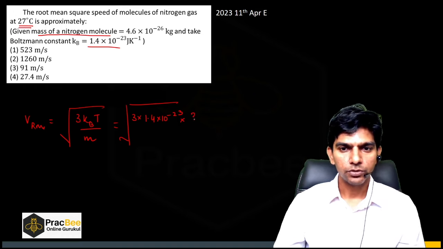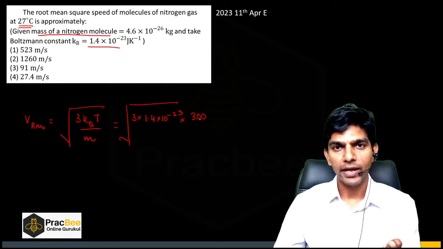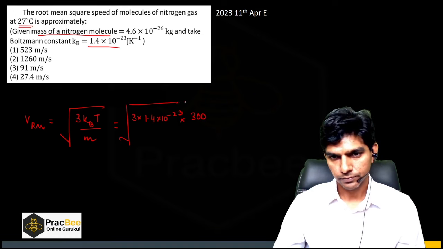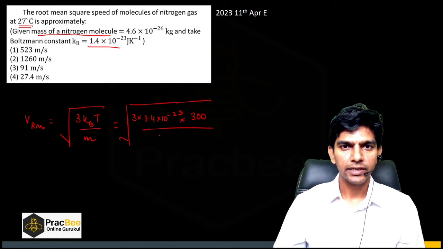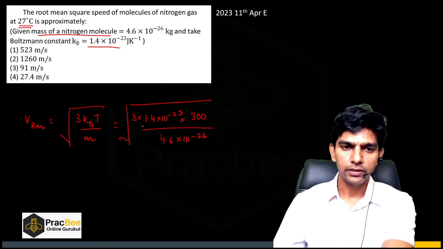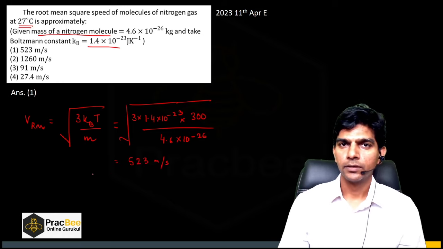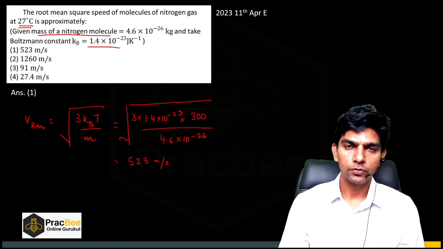So it will become 300, right? To convert degrees Celsius into Kelvin, we have to add 273. So divided by 4.6 into 10 raised to minus 26. When we simplify this, we will get around 523 meters per second. So I hope this concept is clear. Very straightforward questions will come from this chapter.